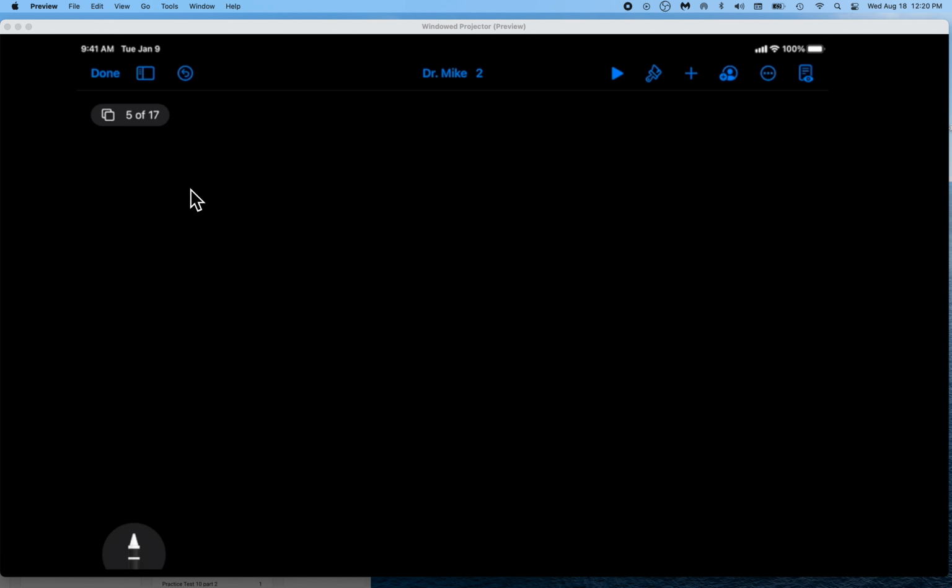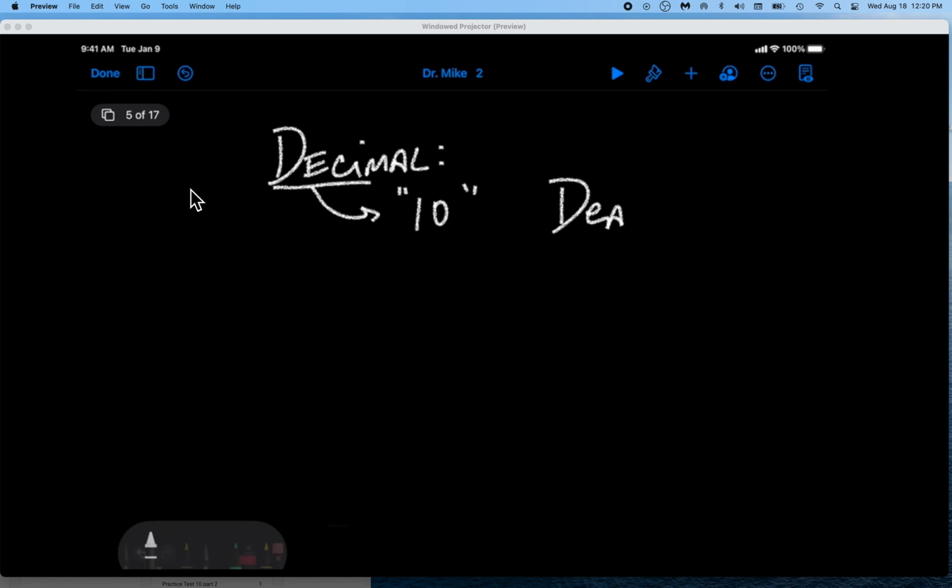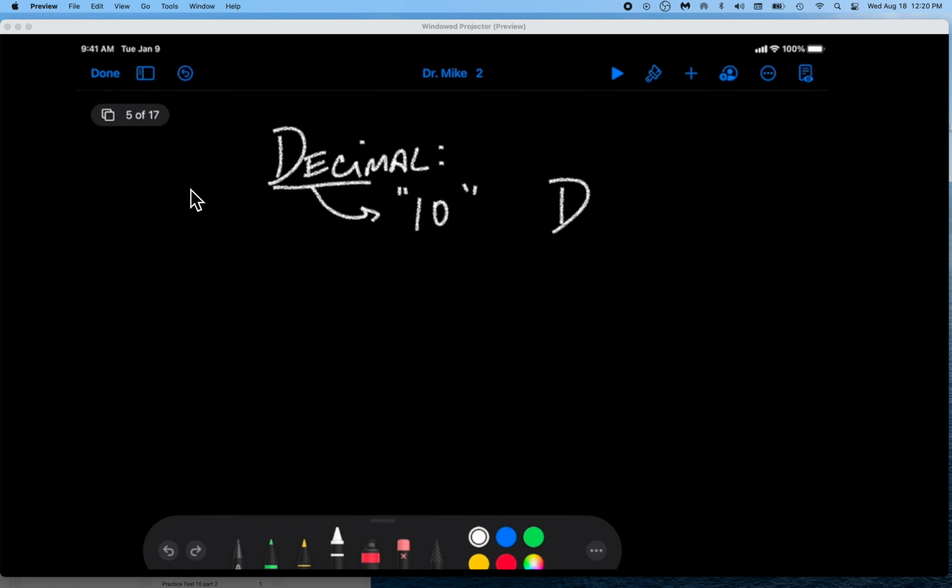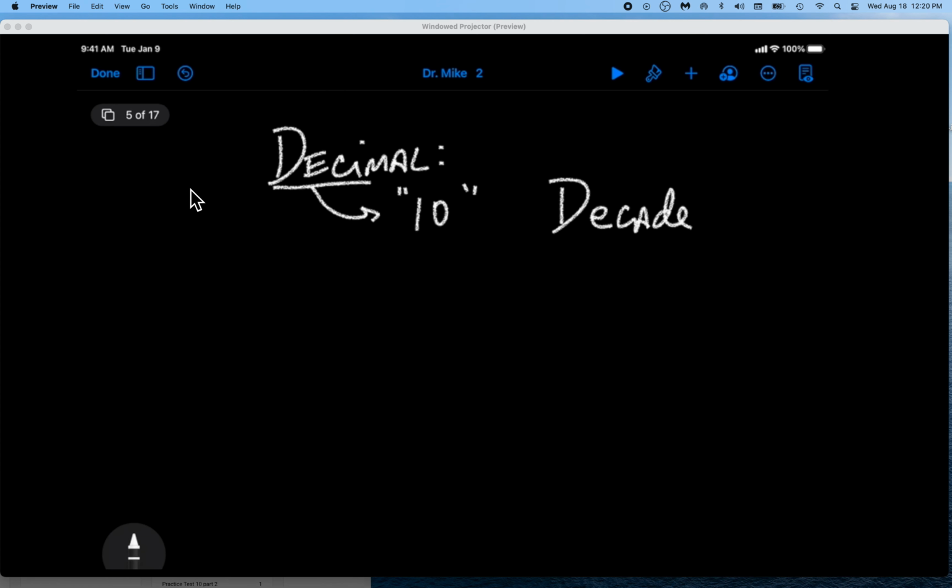Okay, the word decimal has the root deci. Folks, that means 10. For example, a decade. A decade is how many years? 10 years. A decathlon has how many events? 10 events.